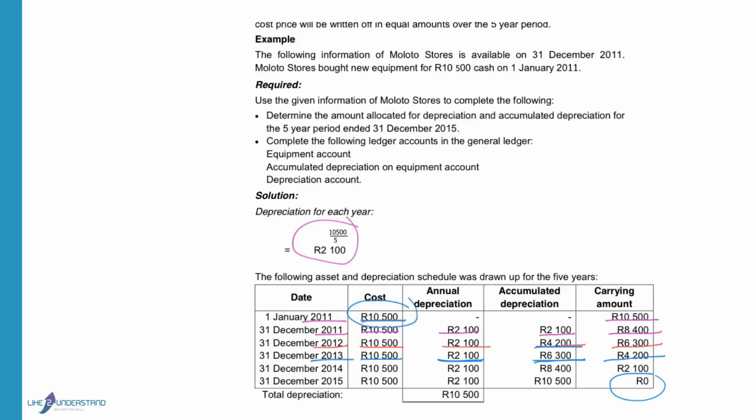If we use this asset in 2016, we will not write off depreciation because we've already written off the total amount up to the end of 2015.